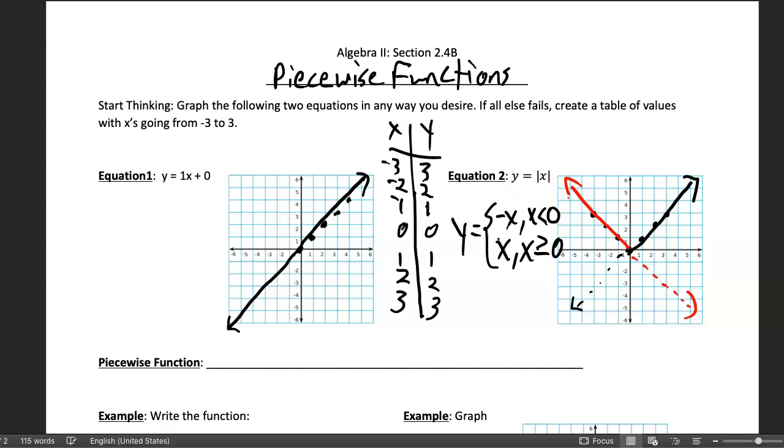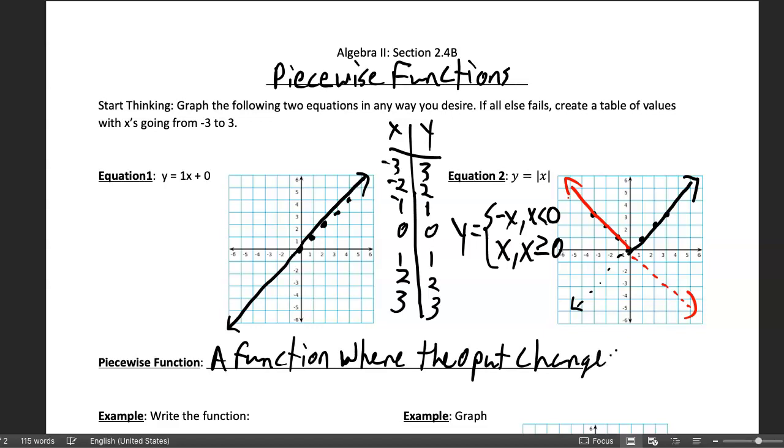So this is the idea of a piecewise function. It's the idea that you have a graph that is represented by different functions at different values. What a piecewise function is: a function where the output changes based on your x value.